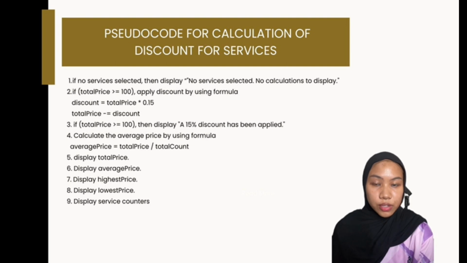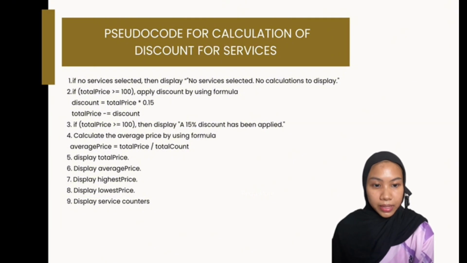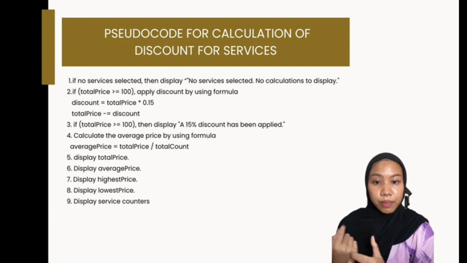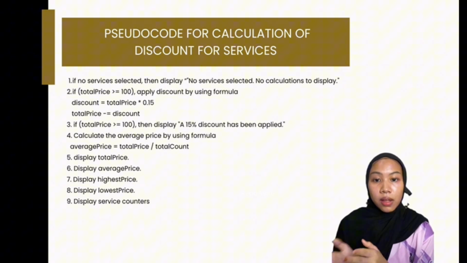Then we will calculate the average price by using the formula average price equal to total price divided by total count. At the end, it will display the total price, average price, highest price, and lowest price. Then it will display the service counter, which shows the services that you have chosen. For example, if you choose one spa, the display service counters will show spa and one.